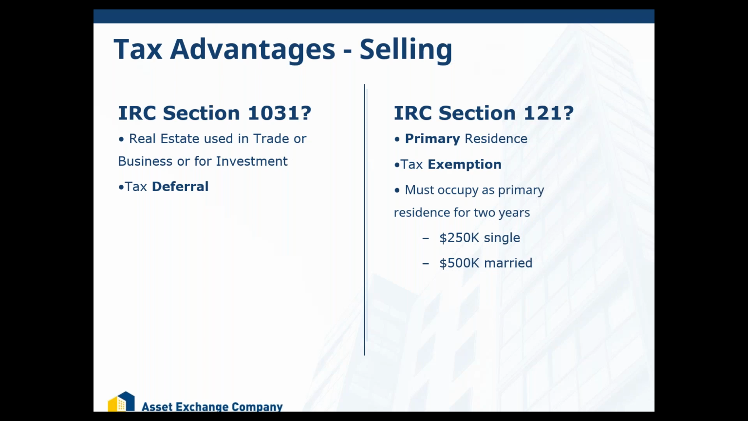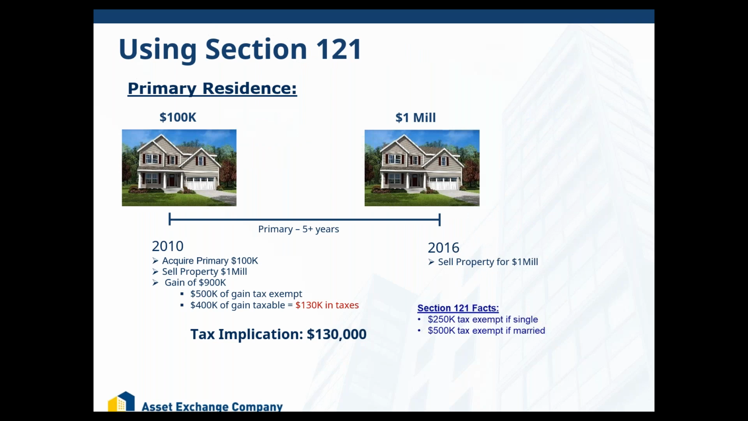That's just something that you claim on your tax return in the year that you sell your primary residence. Here's a quick example of the way the 121 can work. Let's say back in 2010, you go out and you buy your primary residence. Now, let's say you purchase it for $100,000. Now, you're going to live in it as your primary home for 5+ years.